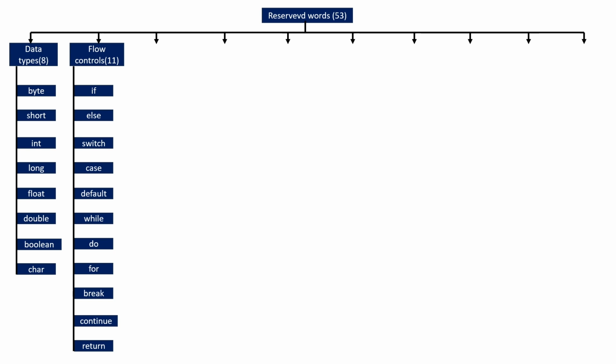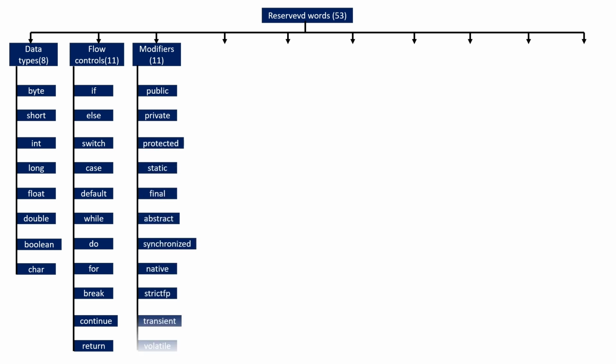For flow controls, 11 reserved words are there: if, else, switch, case, default, while, do, for, break, continue and return. So these are related to flow controls. For modifiers also, 11 reserved words are there in Java: public, private, protected, static, final, abstract, synchronized, native, strictfp, transient and volatile.